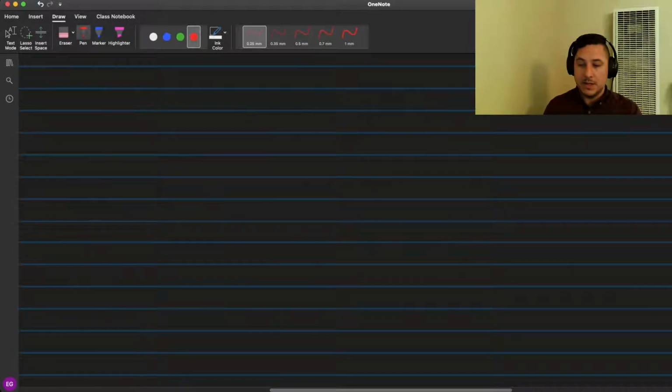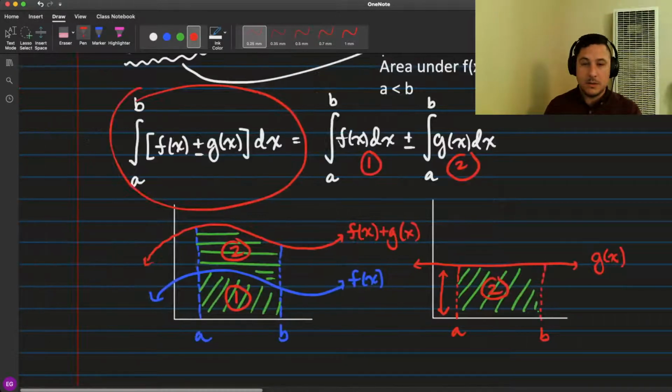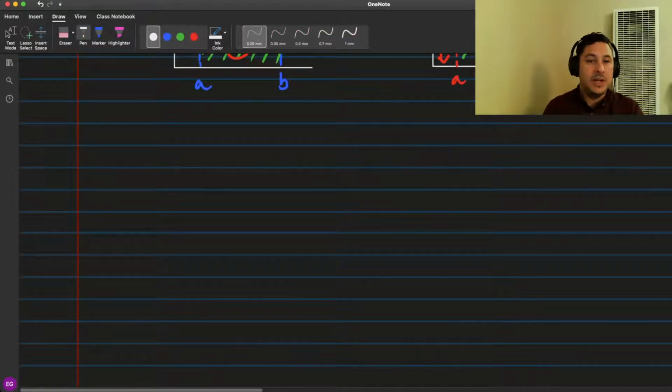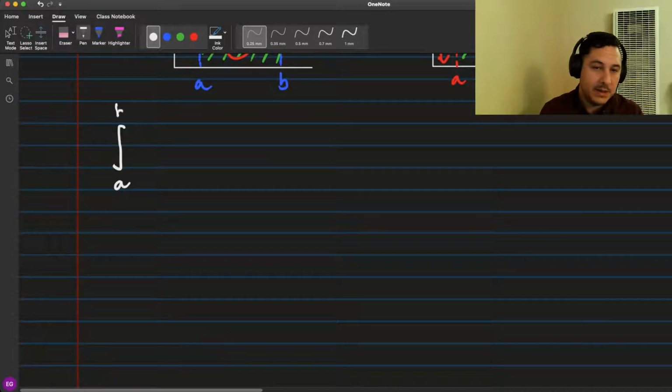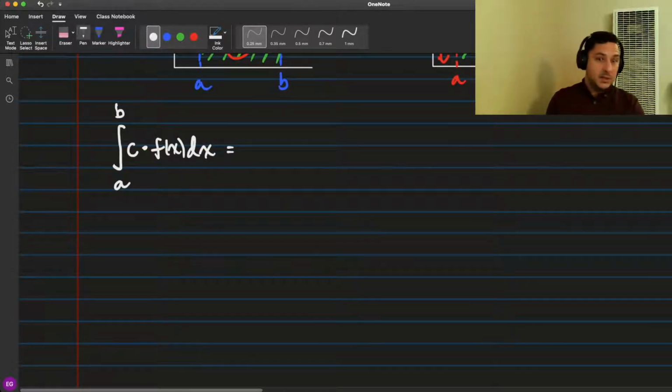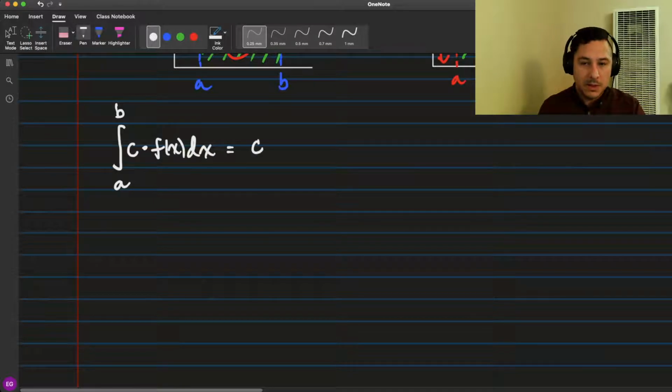So let's scroll down. Okay, so there's another integral rule. Let's say you're integrating from a to b, and you have some constant c times your function f of x. Do you remember the constant multiple rule for derivatives? There's also a constant multiple rule for integrals. You can just factor out the c, move the c out of the integral, so you get c times the integral of f of x. Boom.